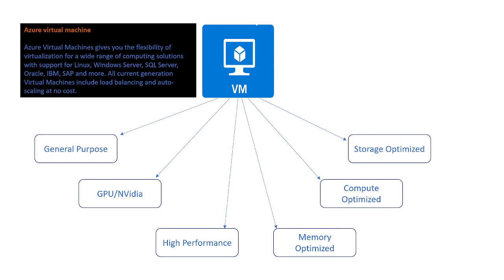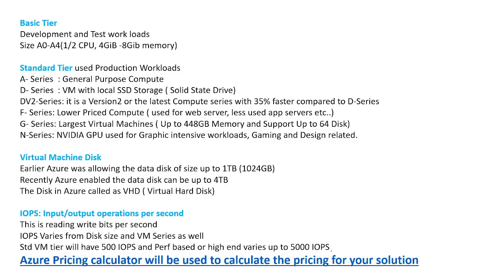You need a small computer with less CPU, less memory, but you need more storage space to store the data. In such scenarios, Microsoft has got storage optimized. So these are all the categories of virtual machines we have in Azure. If you look here, the basic tiers are there, the basic tier, standard tier, and virtual machine disk, IOPS, everything is there.